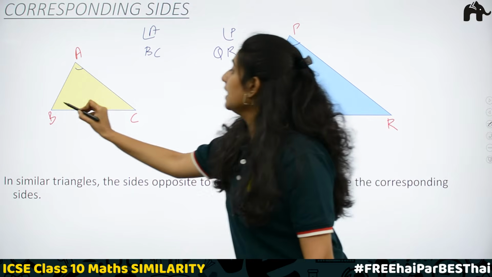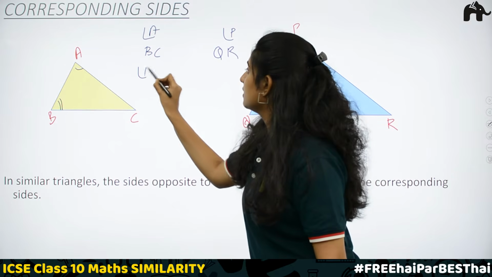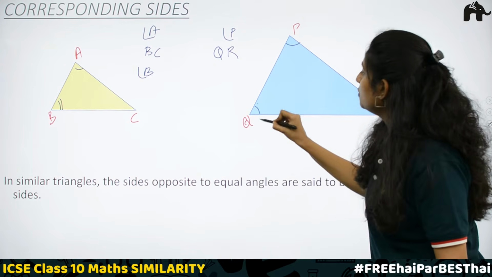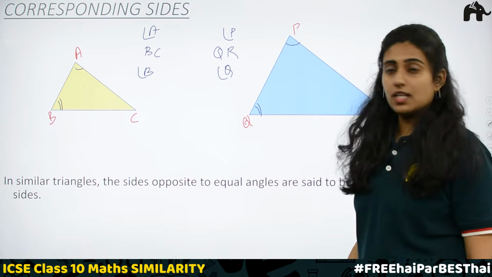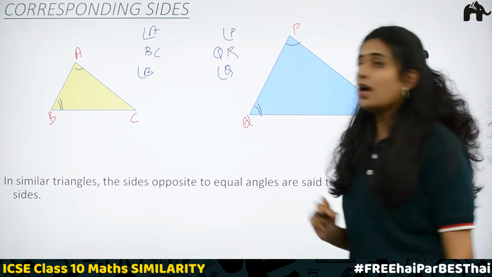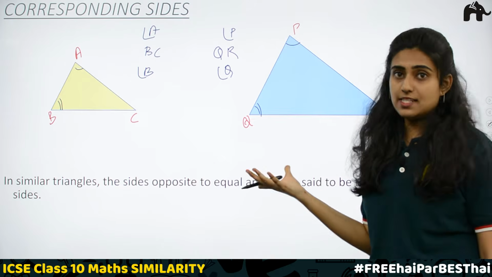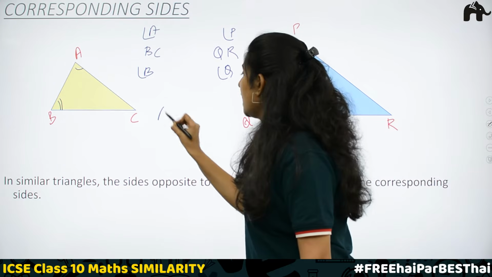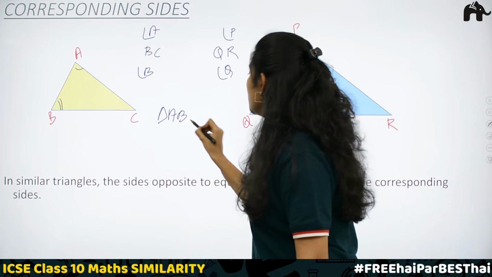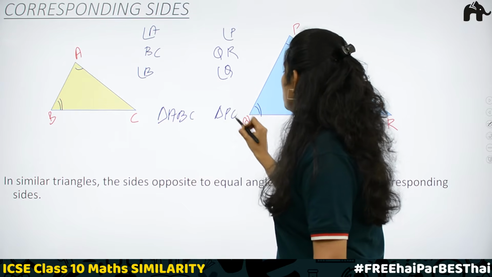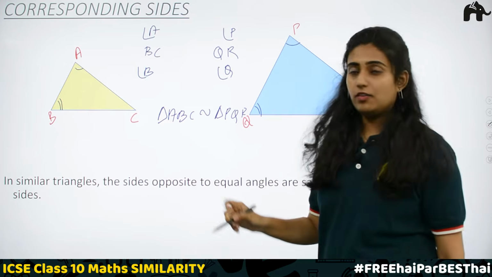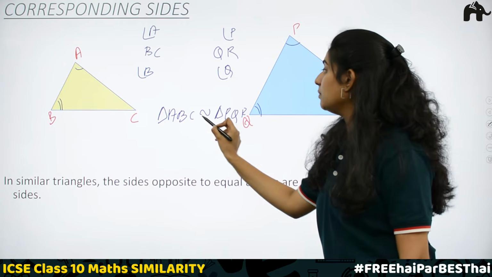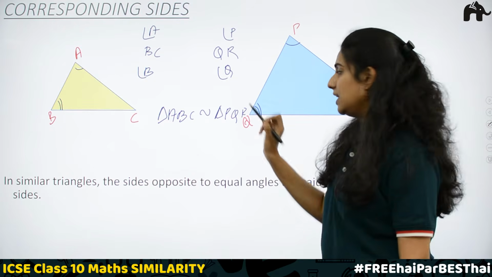When you take angle B from here and angle Q from here, we know these two angles are equal if two triangles are similar. Similar triangles, triangle ABC and triangle PQR. We represent similarity using this symbol. When you use this symbol, it means triangle ABC is similar to triangle PQR.